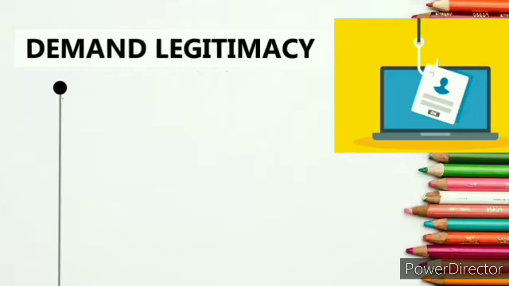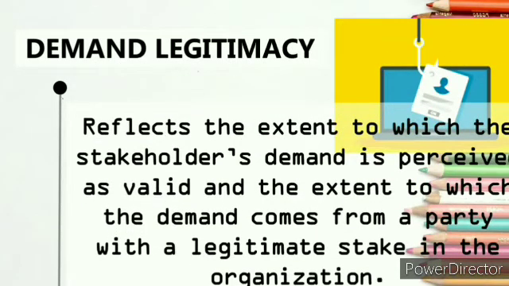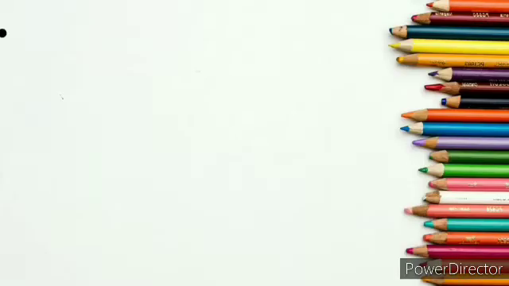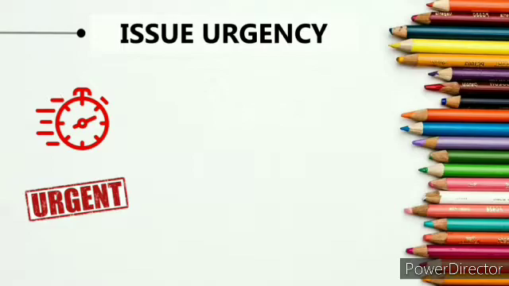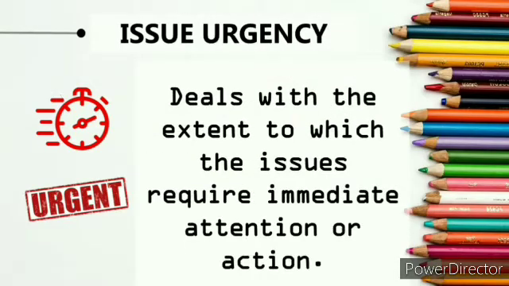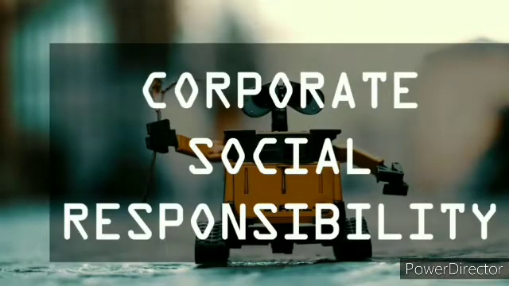Second, demand legitimacy. It reflects the extent to which the stakeholder's demand is perceived as valid and the extent to which the demand comes from a party with a legitimate stake in the organization. Lastly, issue urgency, which deals with the extent to which the issues require immediate attention or action. And now, let's proceed to the perspectives on corporate social responsibility.